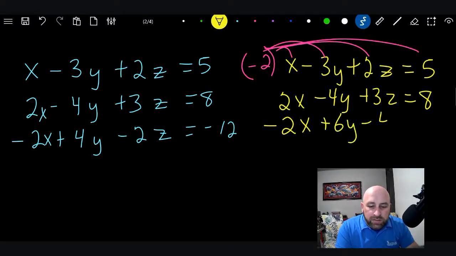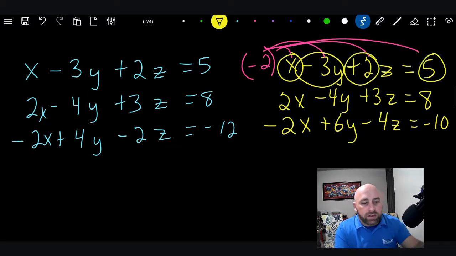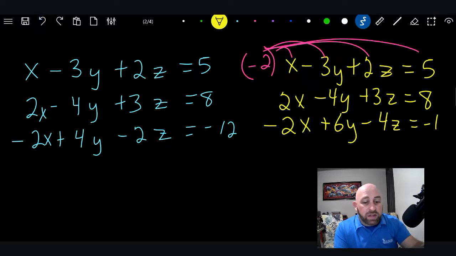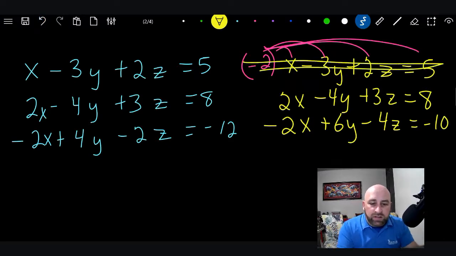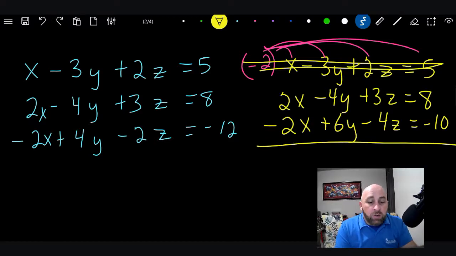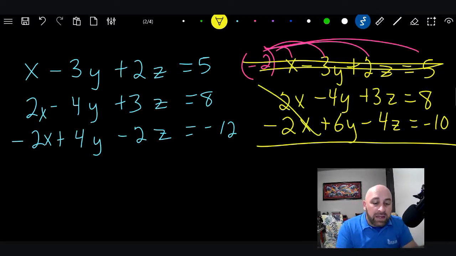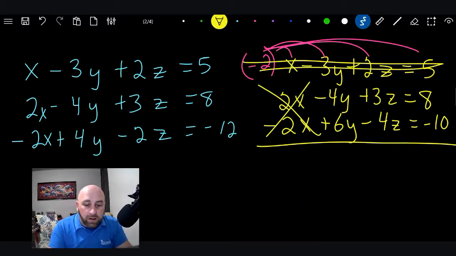6y minus 4z equals negative 10. Okay, so I took the negative 2 times the x, the negative 2 times the negative 3, the negative 2 times the negative 2, and the negative 2 times the 5. And that gave me a new equation down there. I'm now done with that equation. I'm coming down here and I want to use this new equation with the second equation from right here because I want to cancel that variable right there. All right, so we got that canceled.